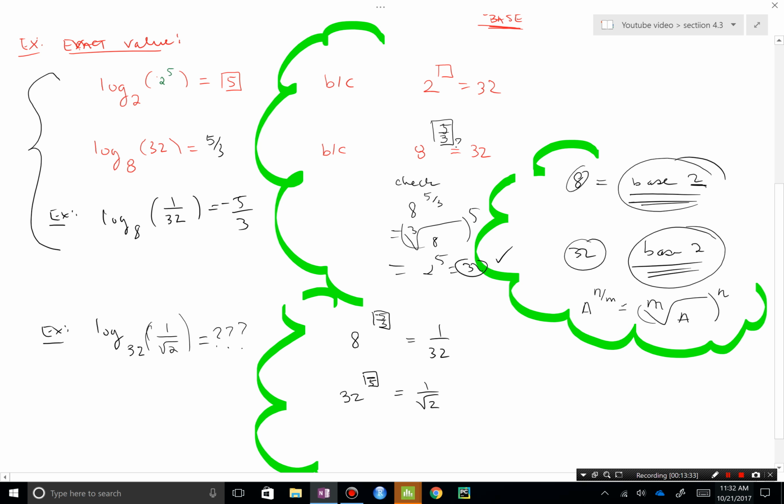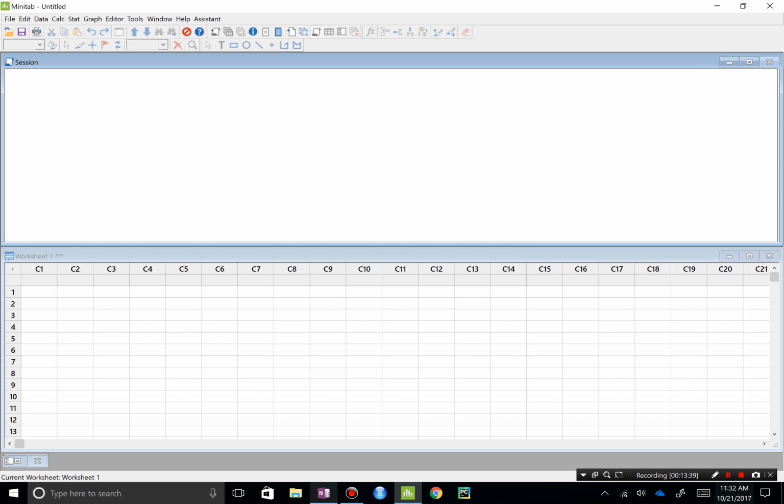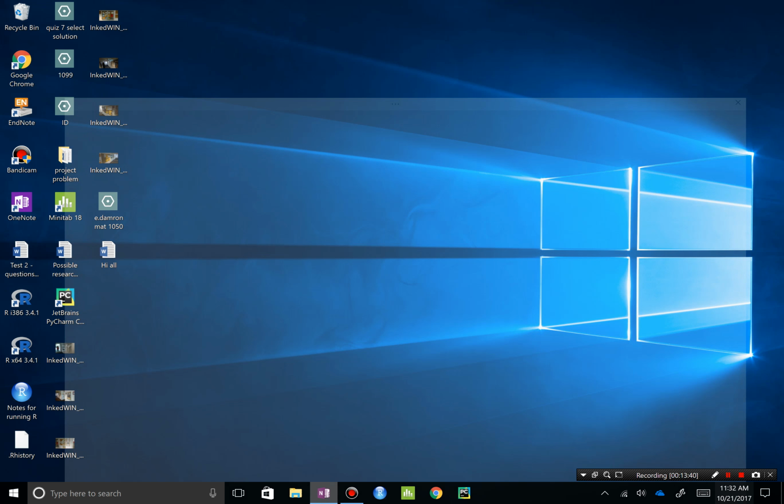Now here's where maybe I'll use a more basic example. Whoa, what happened? Minitab decided it wanted to pop up. Oh my God, everything's disappearing.